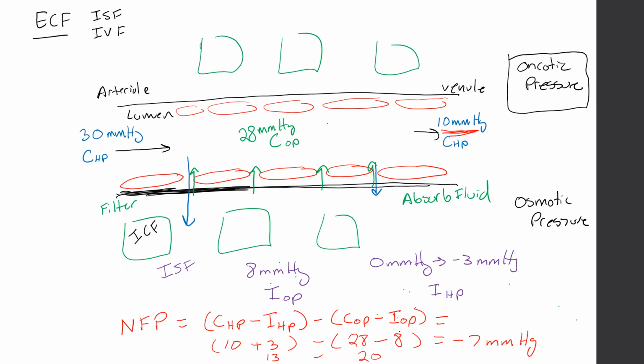We interpret a negative as an absorption. So since there's a negative pressure there, we're actually absorbing fluid on the venule side of the capillary. So what you're seeing is what we just predicted earlier, which is that you're getting filtration at the arterial end, and you're getting absorption of fluid on the venule side.